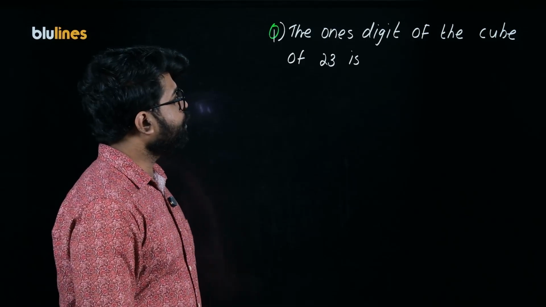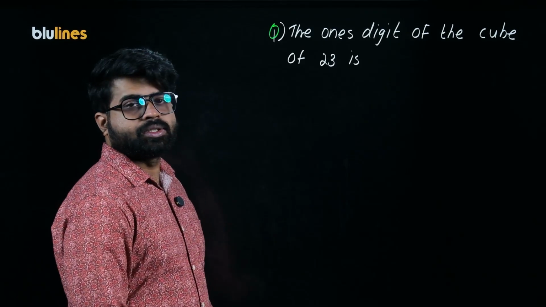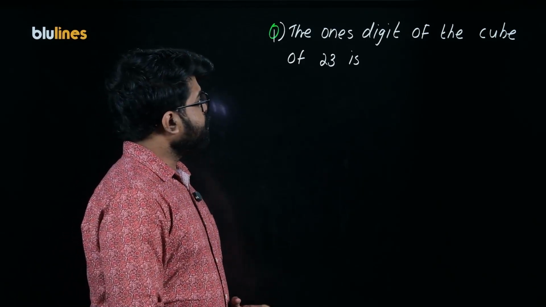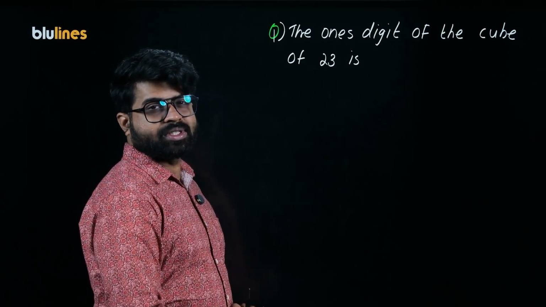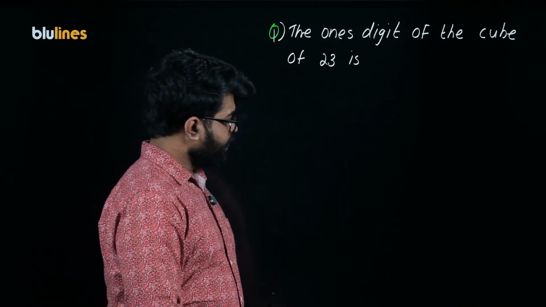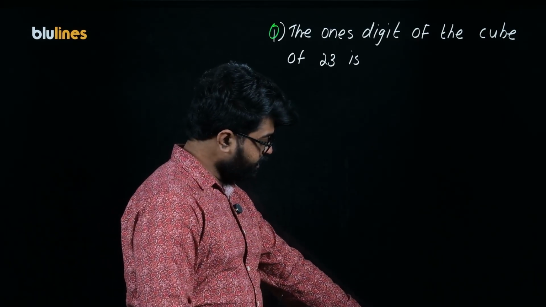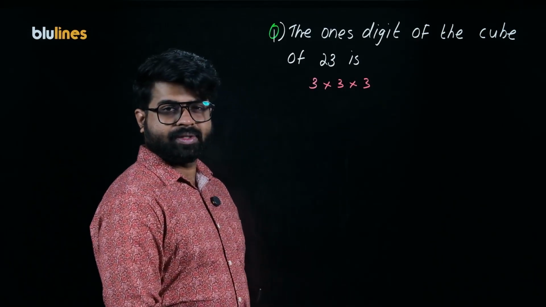Find the ones digit of the cube of 23. Here we know the ones digit of 23 is 3. We are interested in finding the cube of this number. For that, 23 has 3 in the ones digit. So 3 multiplied with 3 multiplied with 3.